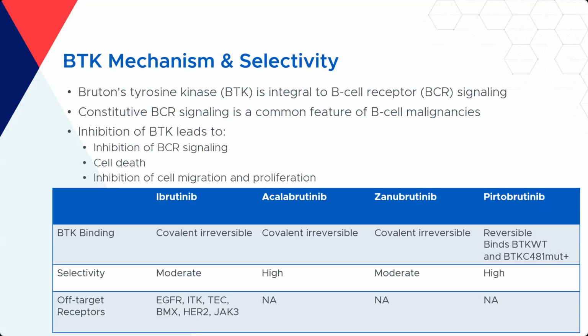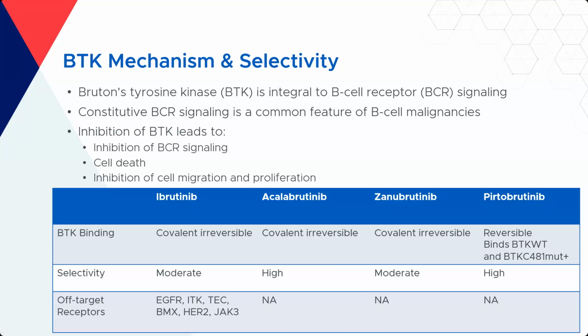So our first generation BTK inhibitor is ibrutinib. It's a covalent irreversible inhibitor. It's got moderate selectivity for the kinase. And you'll see of all of the agents, it's got the most off-target receptors that it hits, which leads to its generally less desirable toxicity profile.